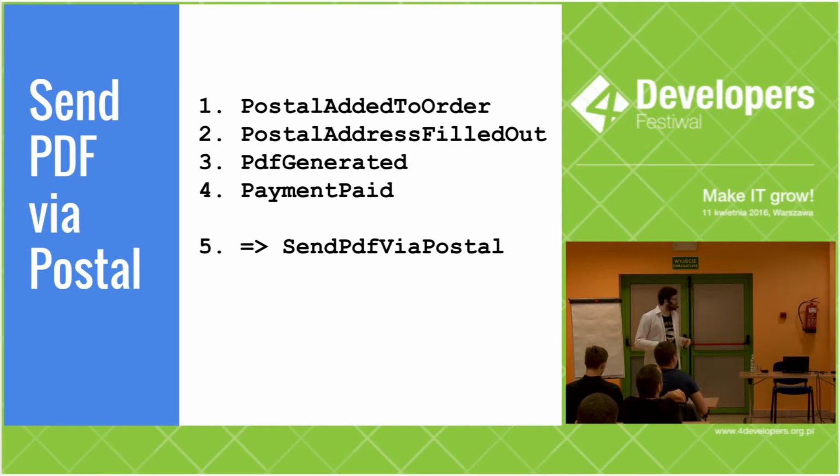There are four events in our system: postal order placed, postal address filled out, PDF generated, and payment paid. And when all of those events happen at some time in our system for a given order, then we want to send the PDF via postal. That's the command that we want to trigger. So the story goes like that.